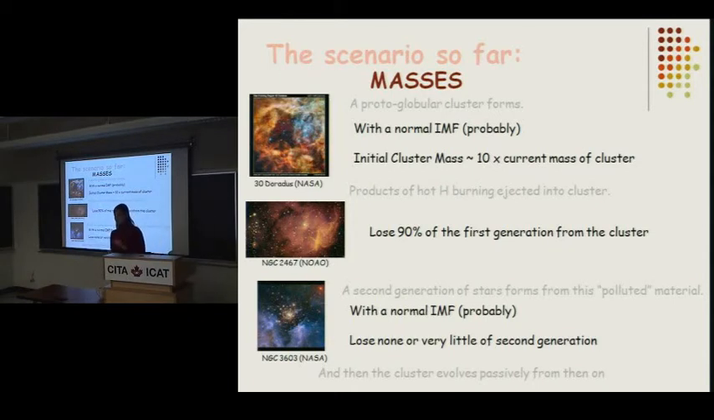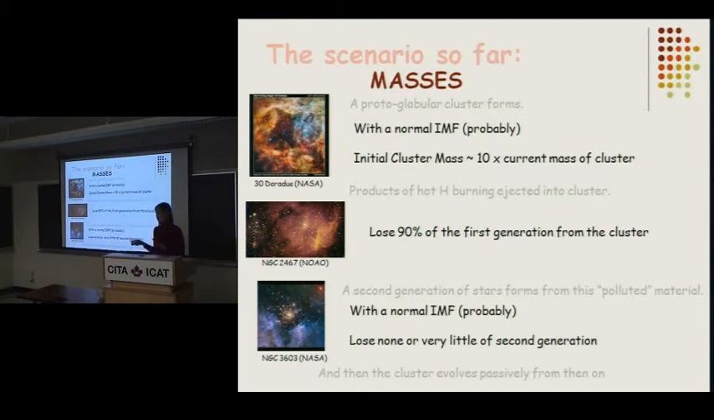So let's assume that our proto-globular cluster forms with a normal initial mass function. That's fine. Really, what are you going to do to say that it doesn't form with a normal initial mass function? If that's true, then the mass of the initial cluster formed had to be at least 10 times the mass of the current cluster. And the reason it had to be that way is that we see more or less equal numbers of first generation and second generation stars in current globular clusters.